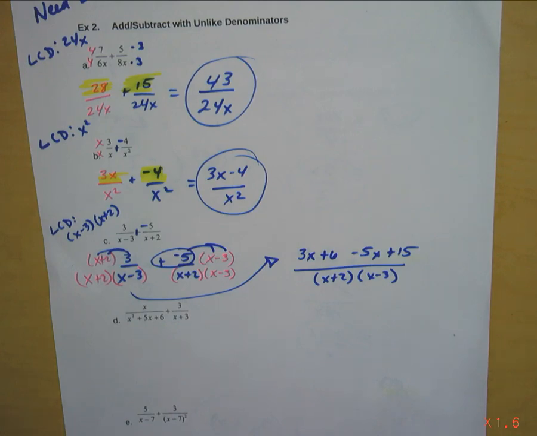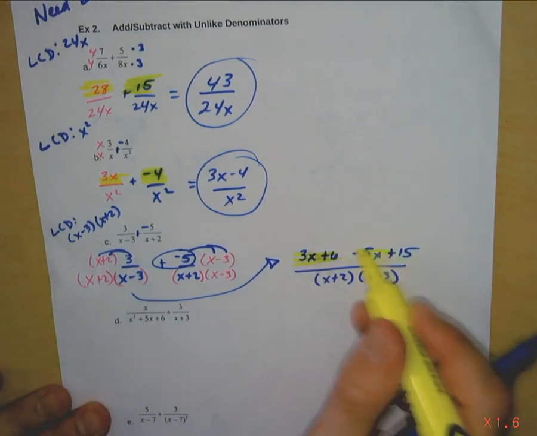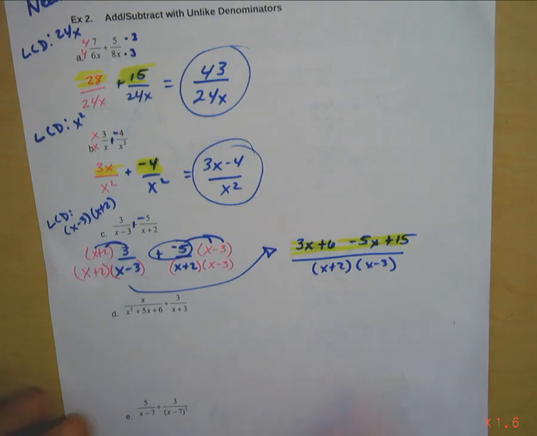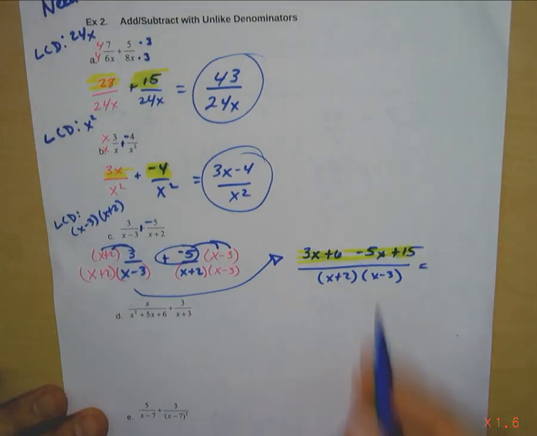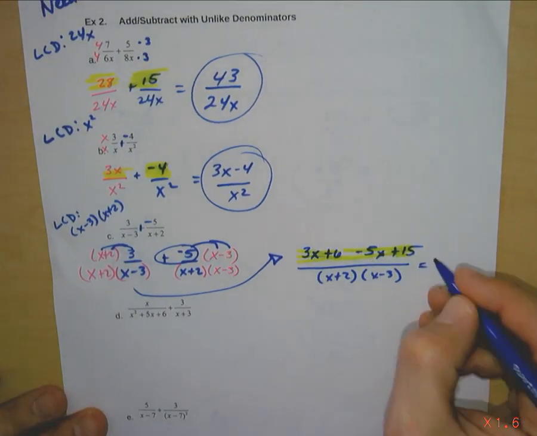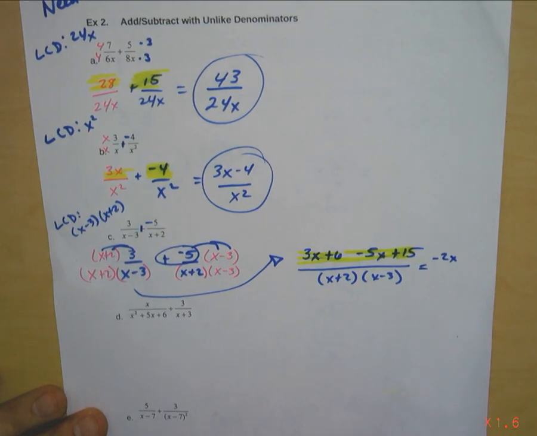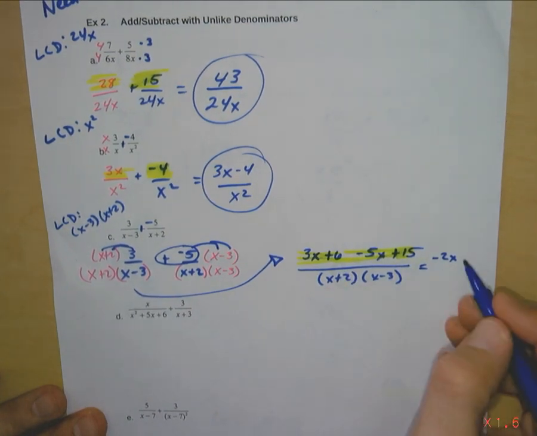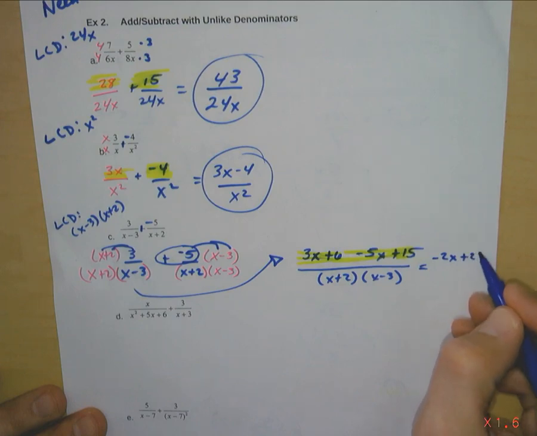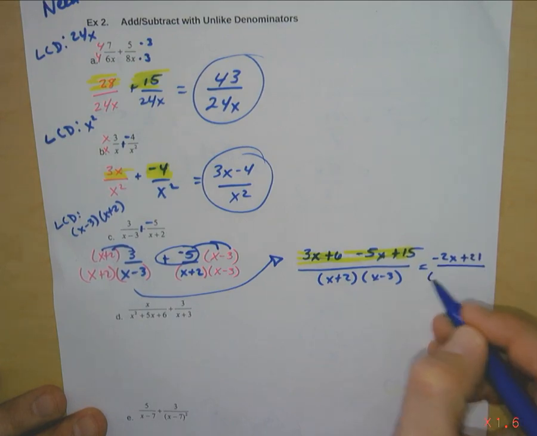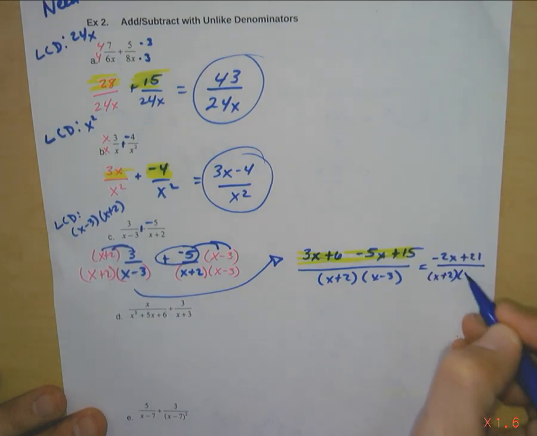Okay, so again, we're just adding these two guys together. So add those two guys up. And we get 3x minus 5x is negative 2x. And then 6 plus 15 is what, 21? And that's all over that denominator, x plus 2, x minus 3.